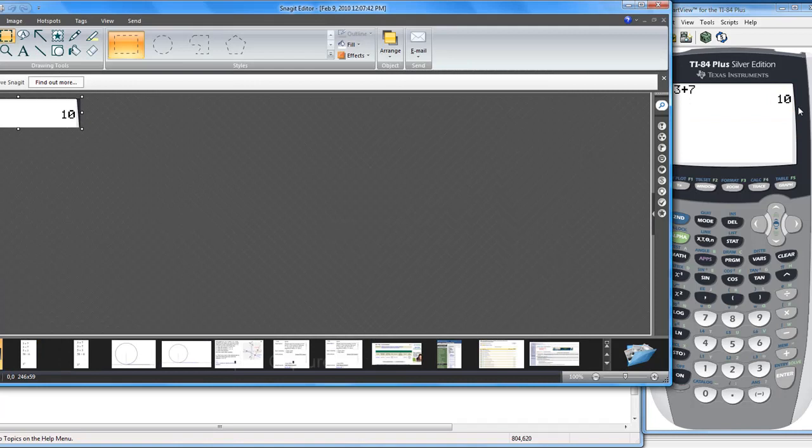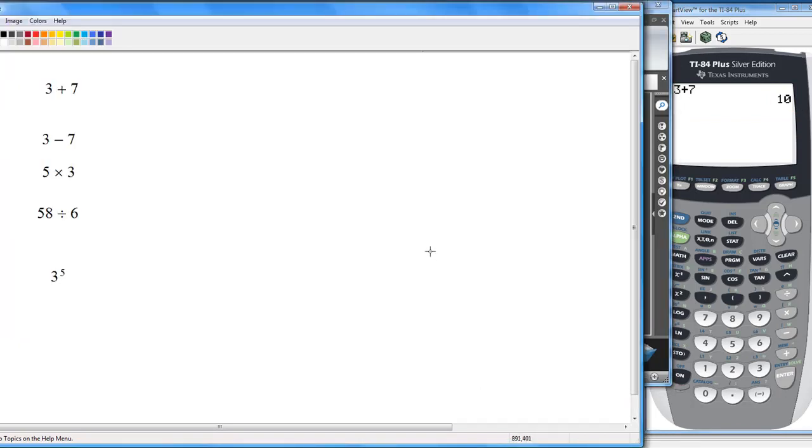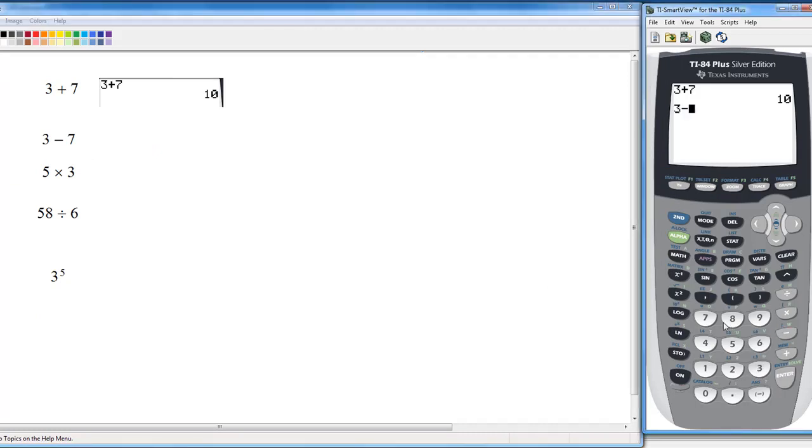For subtraction, all I've got to do is type it the same way, and I'll get the subtraction. So here 3 minus 7 is -4. If I have to multiply two numbers, 5 times 3 is 15. And for division, do the same thing, like 58 divided by 6: you press the division sign and you get 9.66, rounded to this point after the decimal.